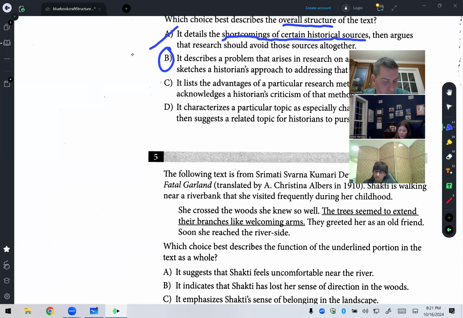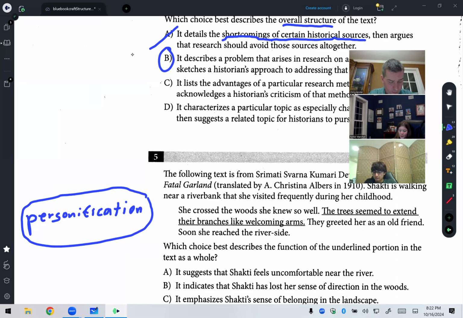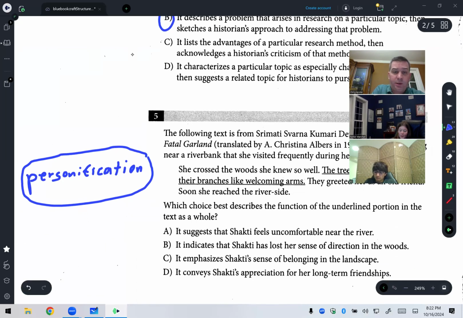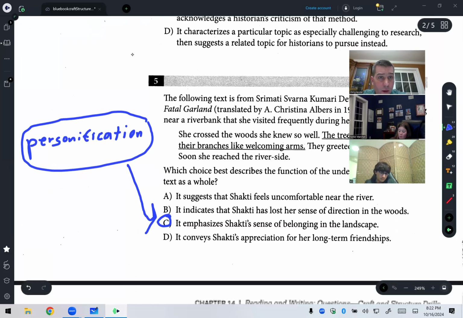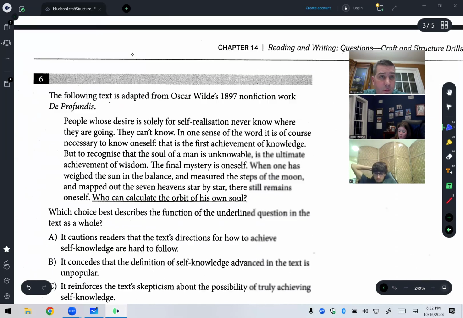Okay, so here the underlined portion of the text is personification. This is just when we give human qualities to non-human things. The trees are extending their branches like welcoming arms. That's personification. So what's the function of the personification? It emphasizes Shakti's sense of belonging in the landscape. Not too bad for that one. A little bit of personification there. On to the next question, 6.